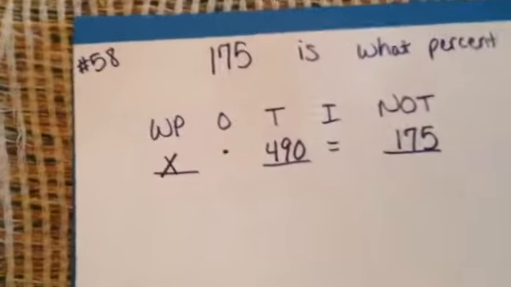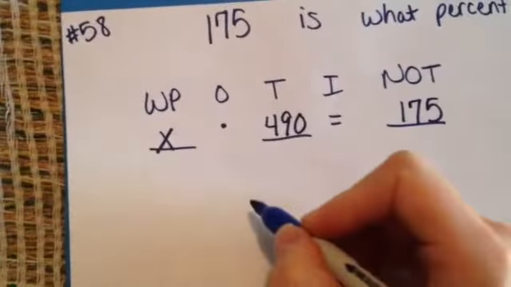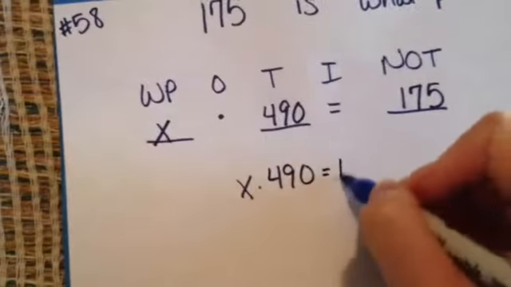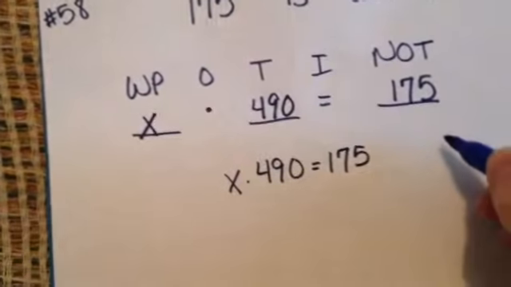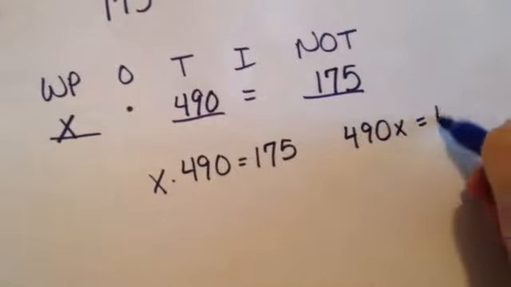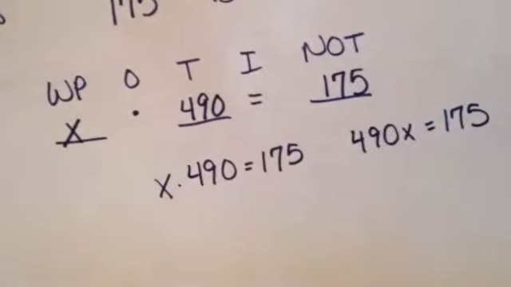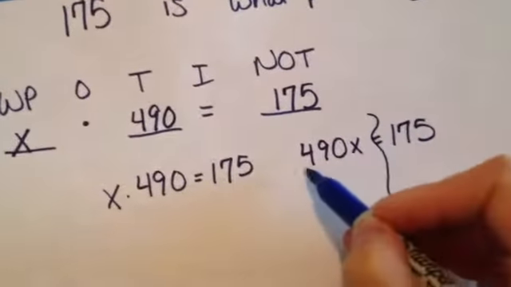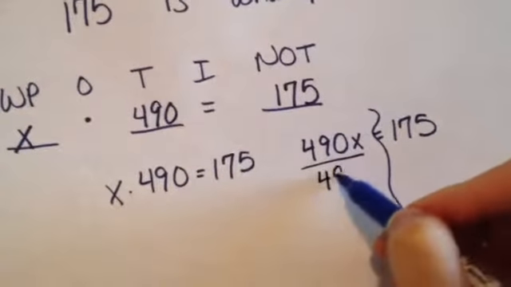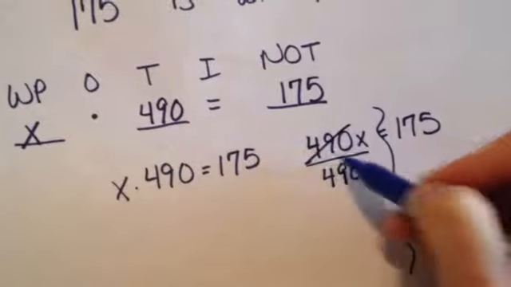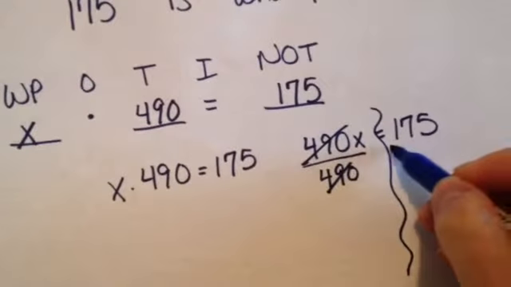So now I'm going to solve this just like an equation. So I have x times 490 equals 175. I can also think of this as 490x equals 175. Either one will work. I'm going to draw my net. In order to get the x by itself, I need to divide by 490. 490 divided by 490 is 1. Whatever I do to one side, I have to do to the other.